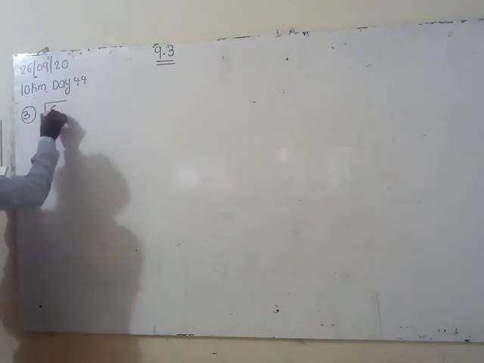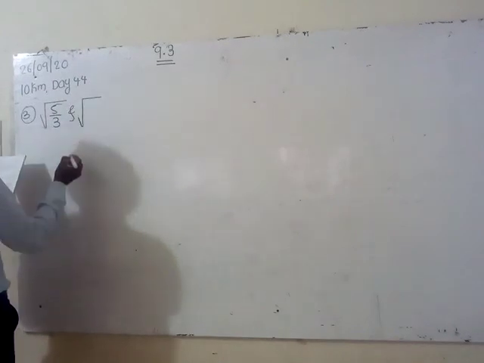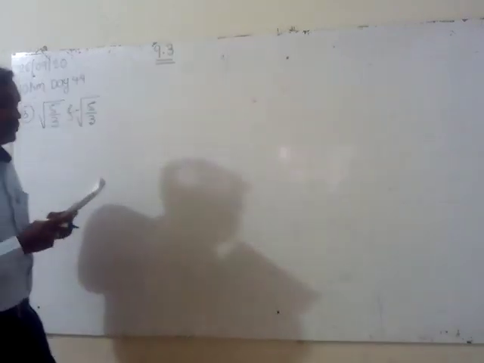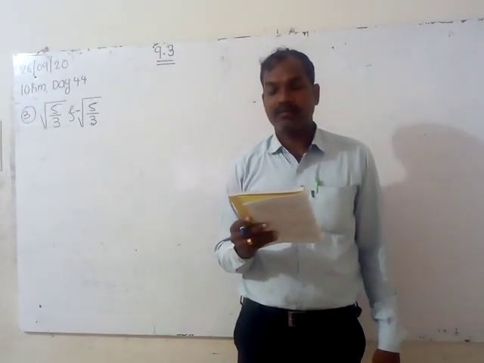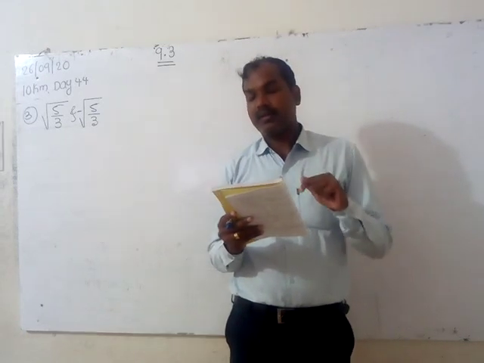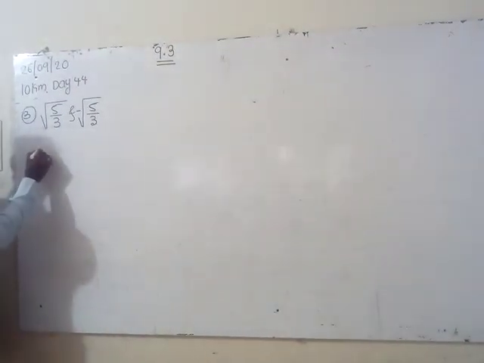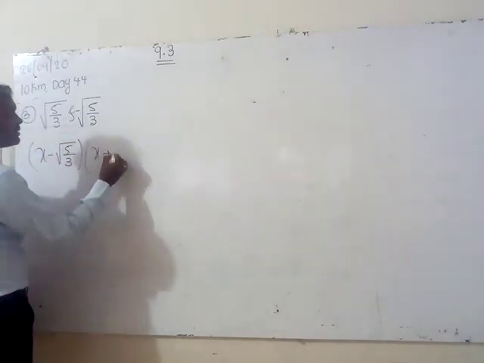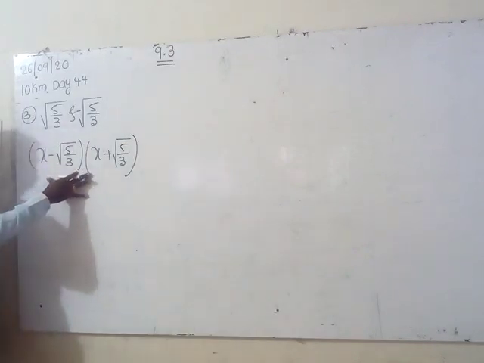Root 5 by 3 and root is minus root 5 by 3. 3x square plus 6x cube minus 2x square minus 10x minus 5, if we get the zeroes, then the other zeroes we will find. x minus root of 5 by 3, x plus root of 5 by 3.